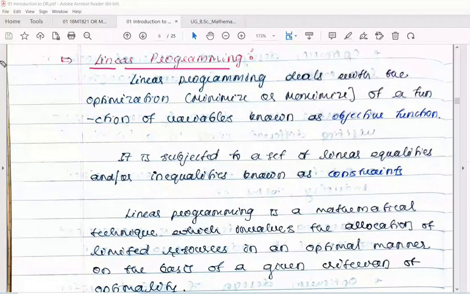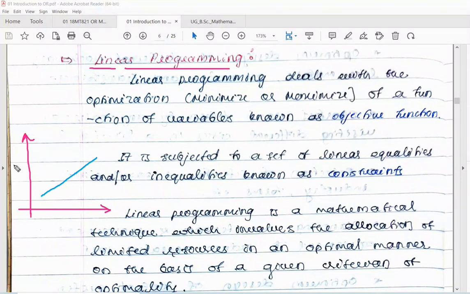Programming. Okay, what is a linear expression? There will be two parameters, and those parameters will vary with respect to each other like a straight line. Those types of expressions are called linear expressions.